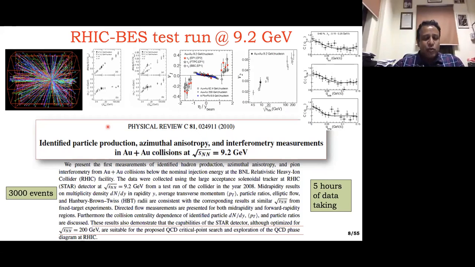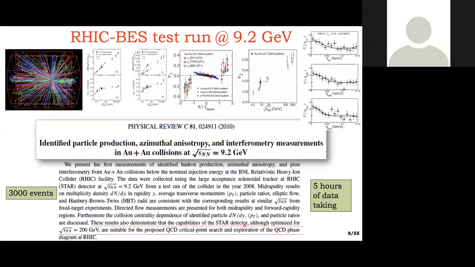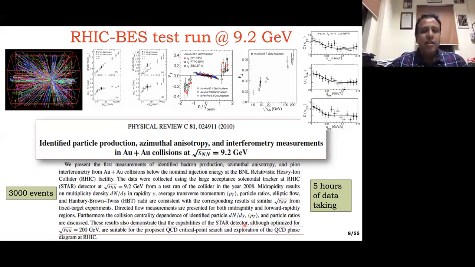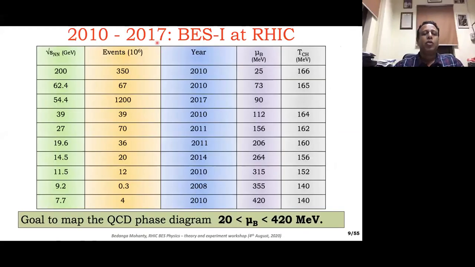And that is where we wrote that these results demonstrate that the capabilities of the STAR detector, although optimized for 200 GeV center of mass energy, are suitable for the beam energy scan program. And thus the program got approved, and this is the duration where phase 1 of the program took place, from 2010 to 17.